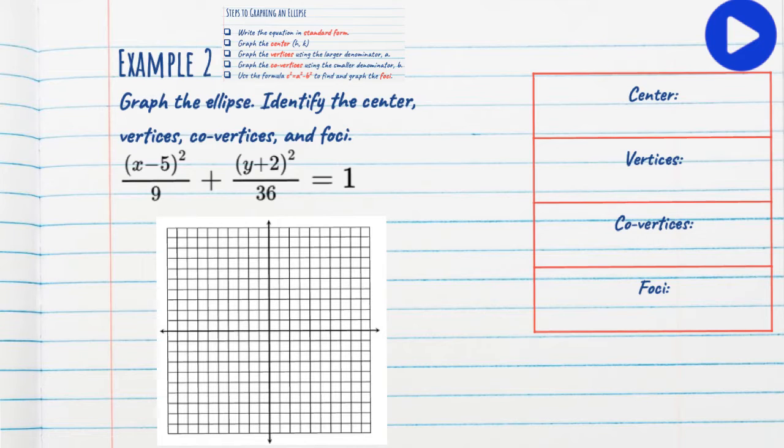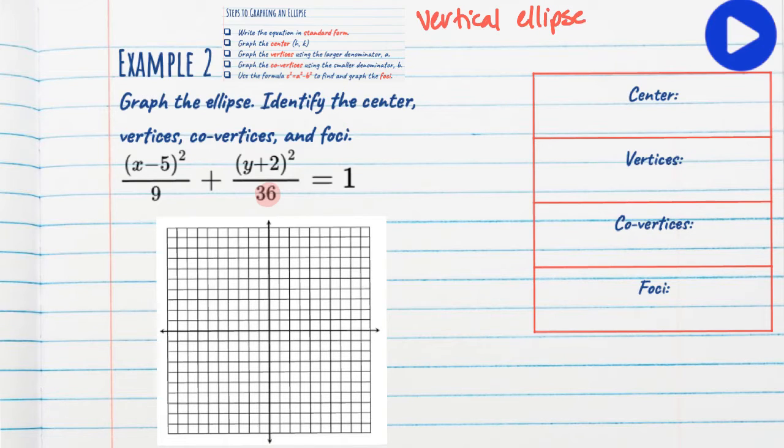Example 2. Graph the ellipse, identify the center, vertices, co-vertices, and foci. So the first thing we need to do is look to the denominators to see which denominator is larger. And notice that the second denominator here is larger, the denominator in the second term. So since the denominator in the second term is larger, then I know that this is a vertical ellipse.